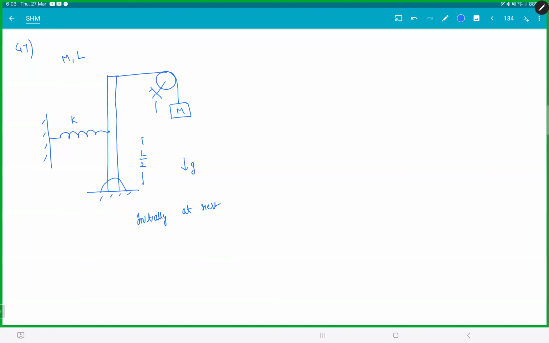You can make this more deadly by putting a container and putting some water also. You can bring buoyant force also into the picture. You can do that, but let it be. For now, I'll be a good person for today. So then find time period for small oscillations.